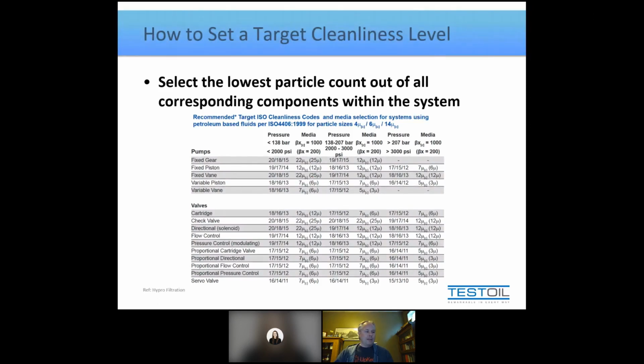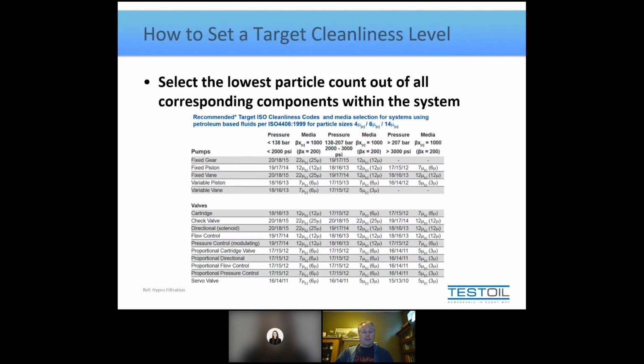Well, if I bring up my laser pointer here just to make sure you see what I'm seeing, I said there was a variable piston pump. That's right here. I said the system operates at over 3,000 psi. That's this column right here. So for a variable piston pump operating at over 3,000 psi, the recommended particle count or cleanliness that I need is 16, 14, 12. Now I also said it had a servo valve, which is right down here. And for the pressure that we stated, the recommended cleanliness is 15, 13, 10.